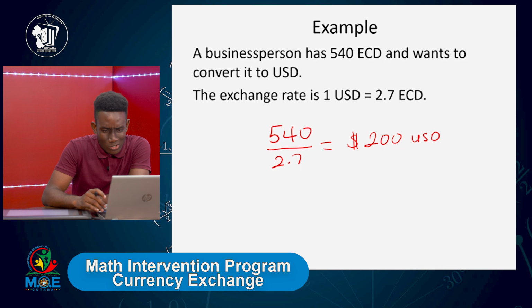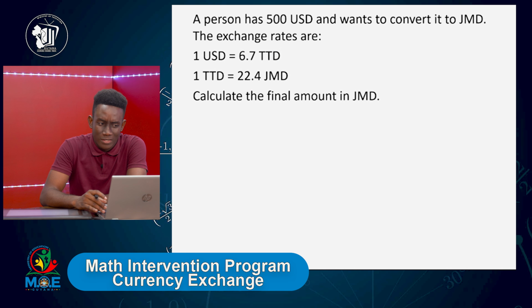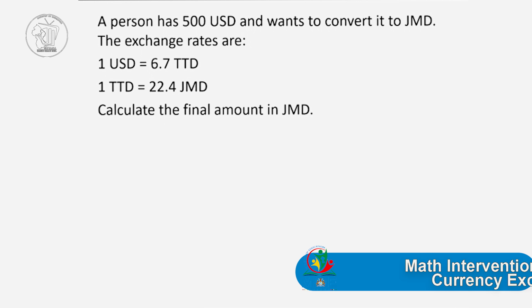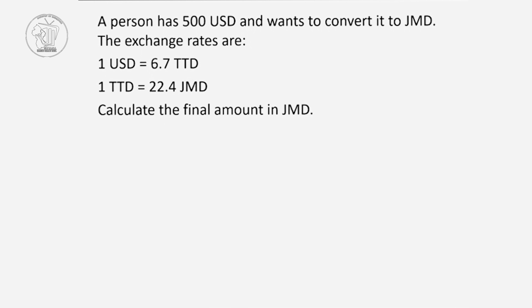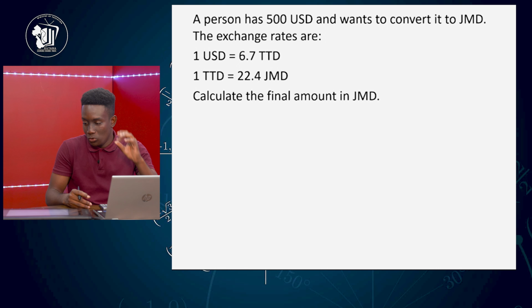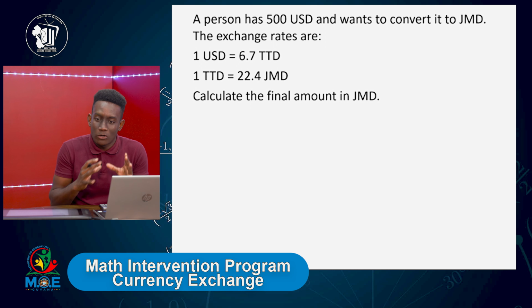And let's proceed to another slightly different example. So this one says a person has 500 US dollars and wants to convert it to Jamaica dollars. The exchange rates are, we see 1 US is equal to 6.7 TT dollars and 1 TT dollar is equal to 22.7 Jamaica dollars. Calculate the final amount in Jamaican dollars. So we see we want to move from US to Jamaican dollars, but we don't have a conversion rate to take us directly to Jamaica dollars. So we must use some amount of reasoning here.